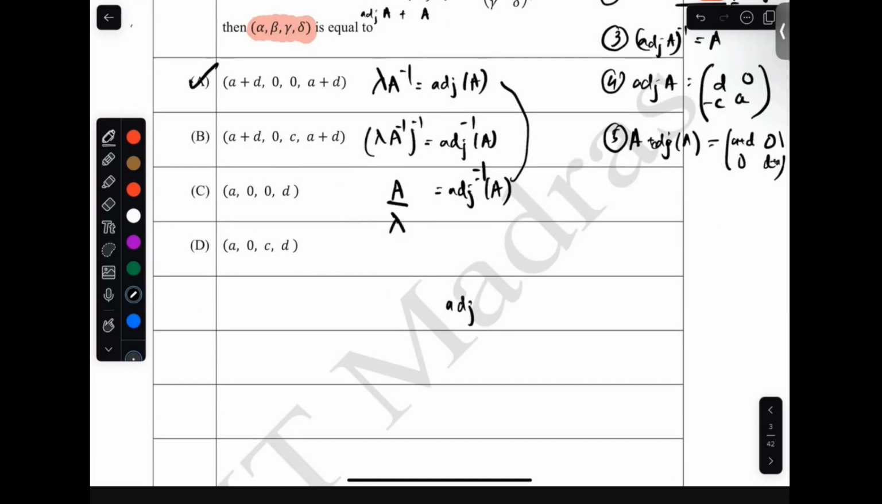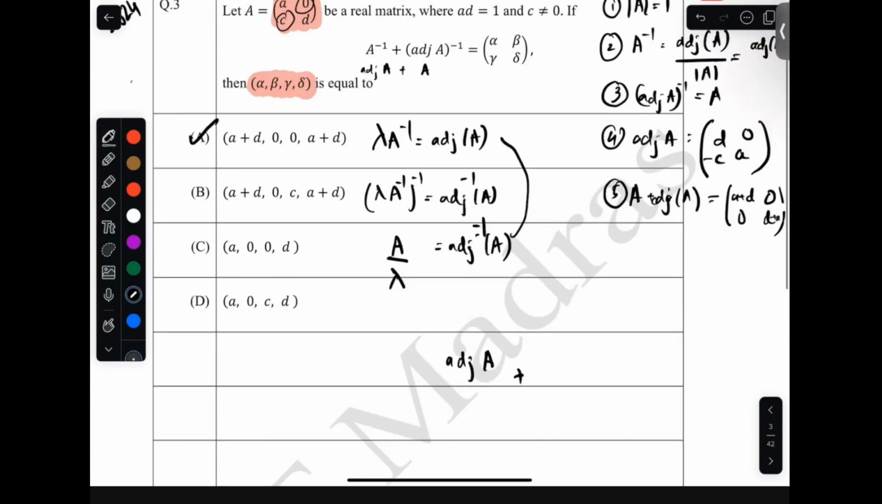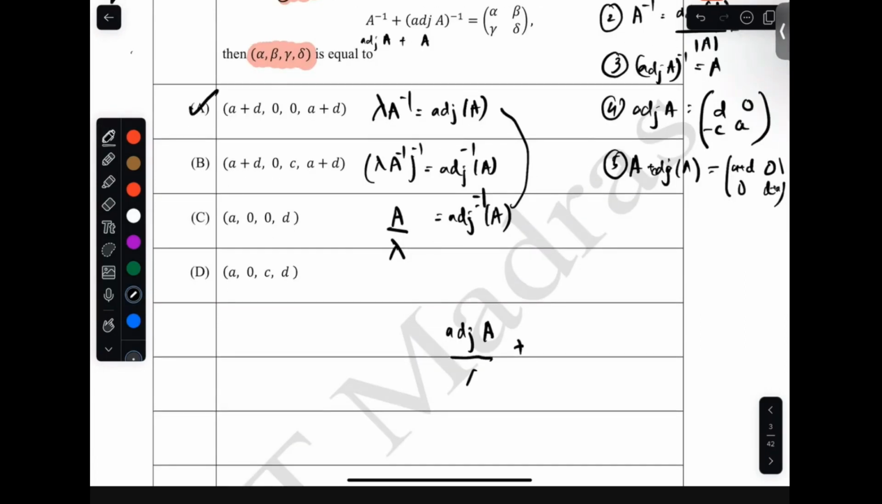So we have got now A inverse plus adjoint of A inverse is nothing but adjoint of A by lambda plus adjoint of A times lambda. Did I do wrong? No. Adjoint of A by lambda, and adjoint of A inverse is A by lambda. So it's nothing but adjoint of A plus A by lambda.